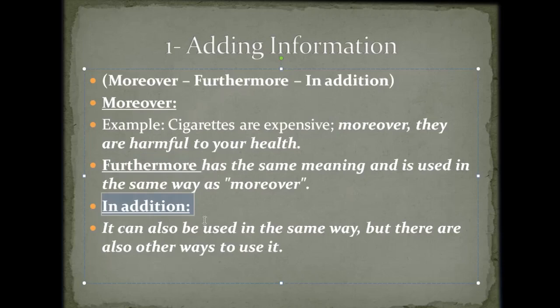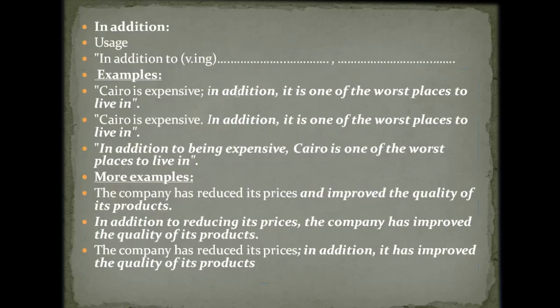But the word in addition can be used in other ways as well. So let me teach you about some of these ways. Okay, you can use in addition and then a verb plus ing, a gerund, and then you continue the sentence, and then the other sentence is after a comma. You have to use a comma, as you can see here. Let's take some examples. Look at that. Cairo is expensive. In addition, it's one of the worst places to live in.